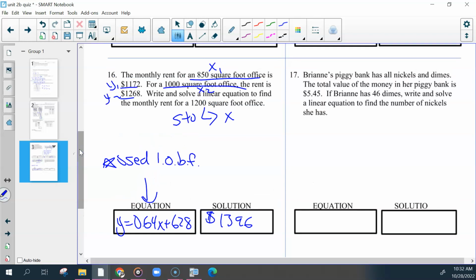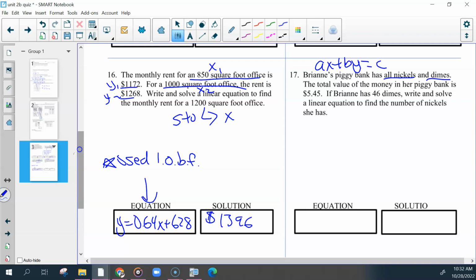With 17, look at what's given. You have nickels and dimes. They don't affect each other. They are two different things being compared. So we have to use our ax plus by equals c. So not y equals mx plus b.